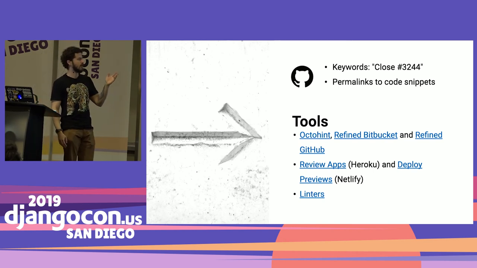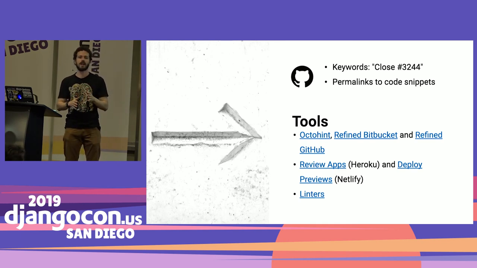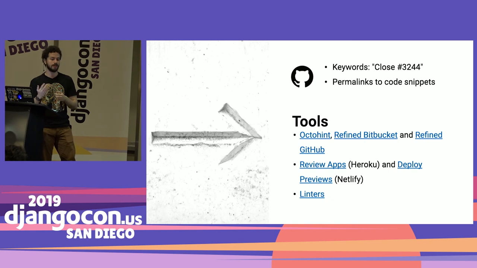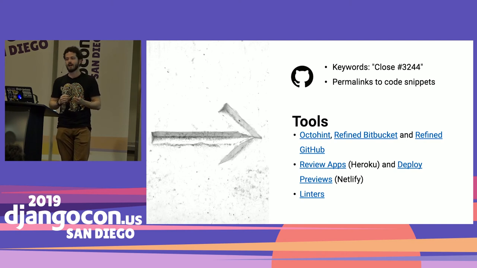There are some tools like Octohint, Refined Bitbucket, and Refined GitHub, which are browser extensions that give you syntax highlighting, amongst other things, that help you review code on those platforms like you would see it in your text editor.